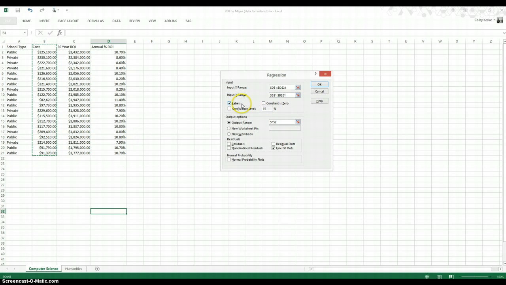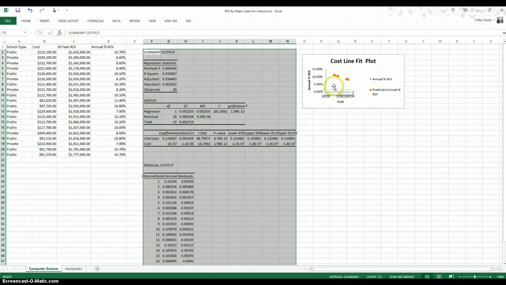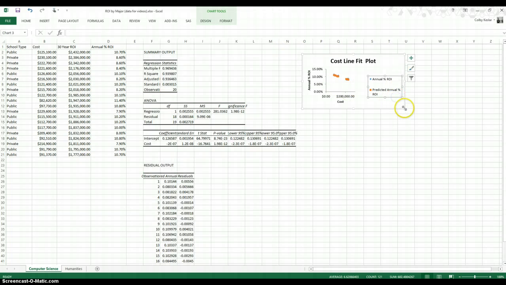Make sure the labels box is checked, and then come down and check the line fit plots so we get our graph with our regression line on it. And let's see, output range, let's go to F2. Okay, so we get a lot of information, but we also get this graph. Let's take a look at that first.